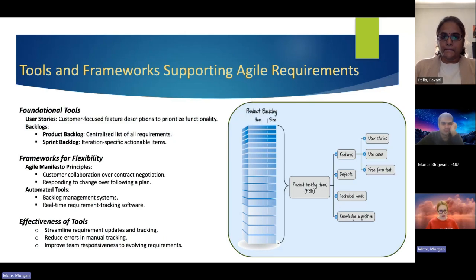So user stories are at the core of agile requirements management. And unlike traditional detailed specifications, user stories are concise, customer-focused descriptions that capture what a user needs and why. And this approach ensures that the development process remains centered around end user needs, promoting clarity and relevance. Backlogs play a pivotal role in organizing and prioritizing tasks.